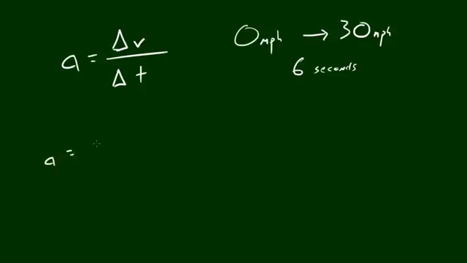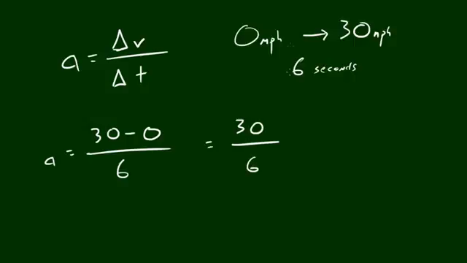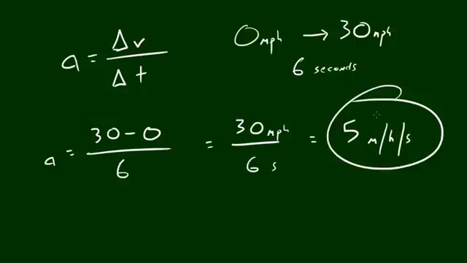So now let's go ahead and figure out this baby. Acceleration equals the change in velocity, which is 30 minus 0, over the change in time, which is 6 seconds. So now if we simplify this, that would be 30 over 6. And again, I might as well go ahead and throw these in: 30 miles per hour over 6 seconds, and we would end up with an acceleration of 5 miles per hour per second. So this right here is our final acceleration.